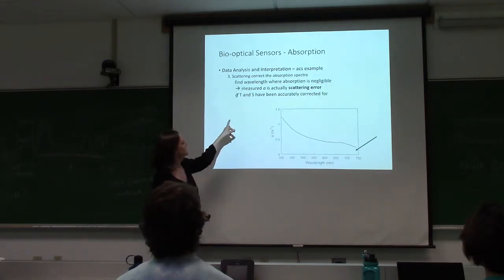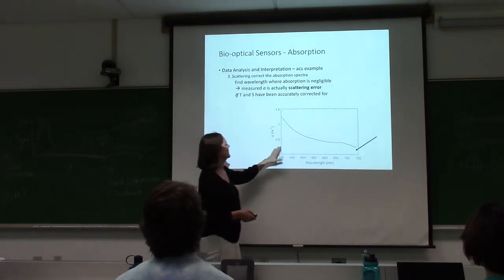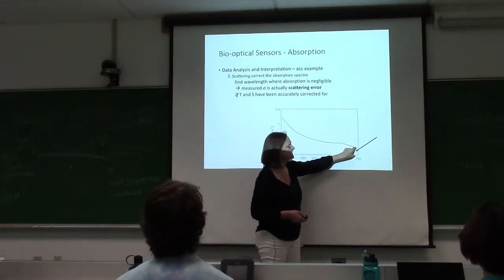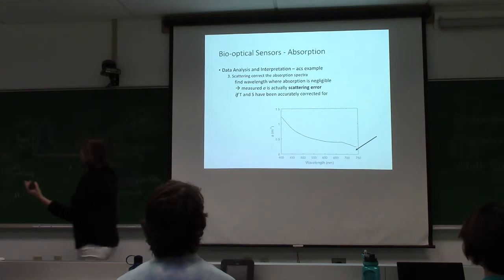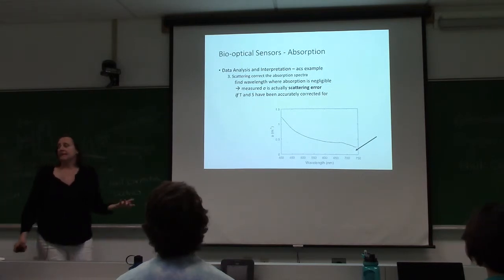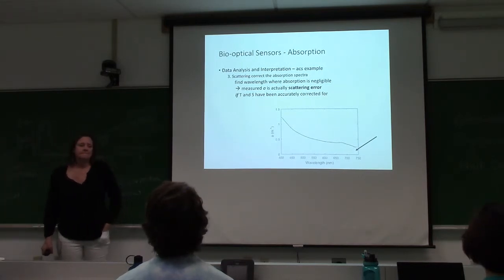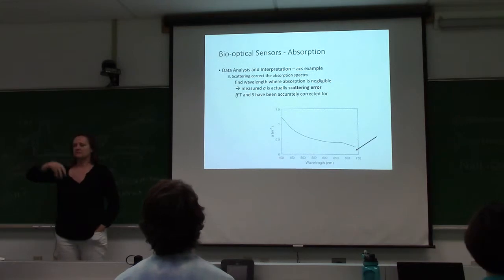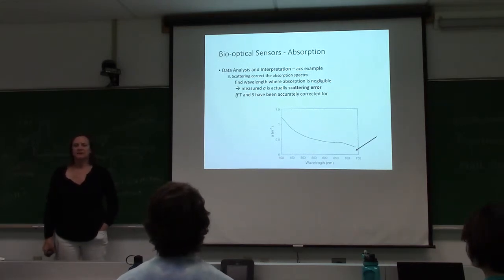You have to also correct these for scattering. So here's an absorption spectrum. We've got a big signal here. I erased it. What are we going to do with that? There's scattering loss in the ACS. How do you all correct yours? Someone be brave. Tell me what you do.